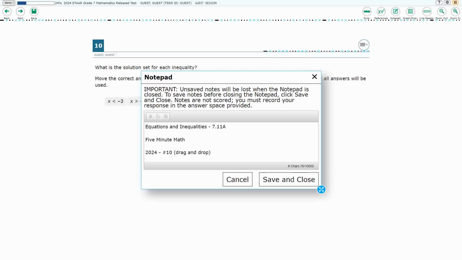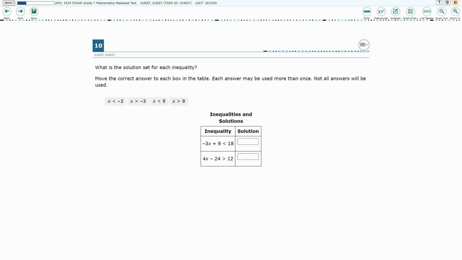Today we are looking at the 7th grade concept of equations and inequalities. This is standard 7.11a in the great state of Texas, and we are using item number 10 of the 2024 released STAAR test. This is a new item called drag and drop, and if you haven't done so already, please go ahead and take a moment to pause the video, work this problem out on your own, unpause it, and we will look at our answers together.